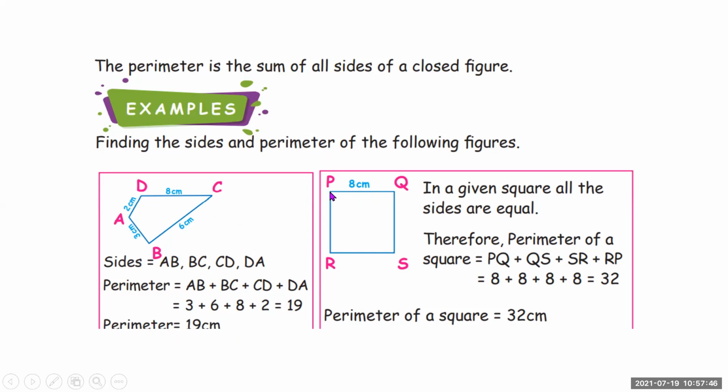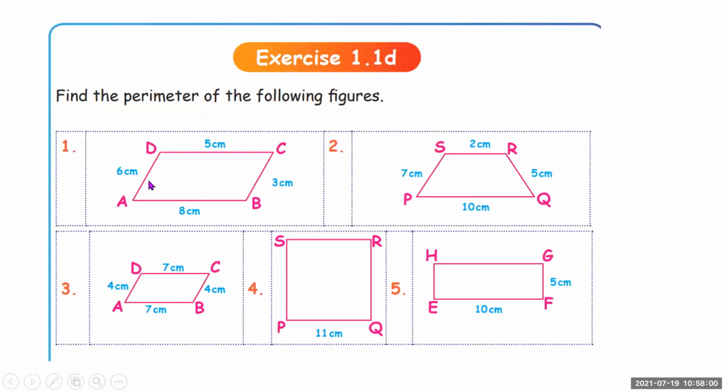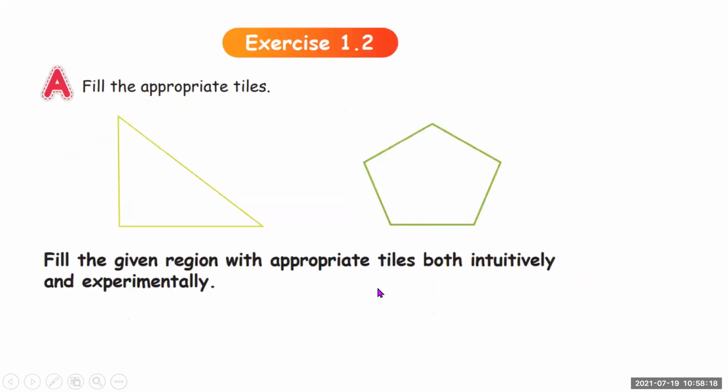So here the perimeter will be 8 plus 8 plus 8 plus 8, 4 times 8, 32 centimeter. Similarly here. So for each and every shape, you add all the sides together and you get the perimeter. And this is homework you have to try later at home.